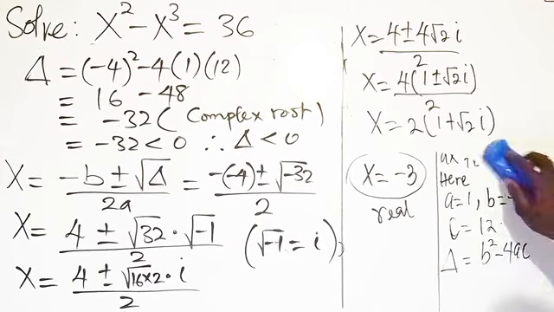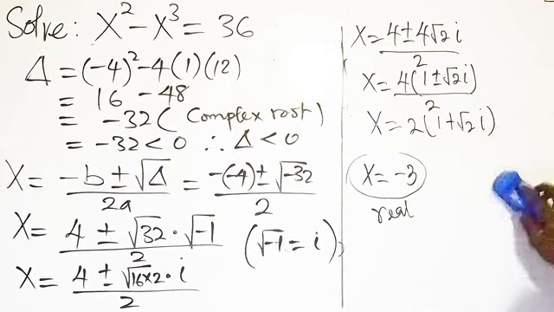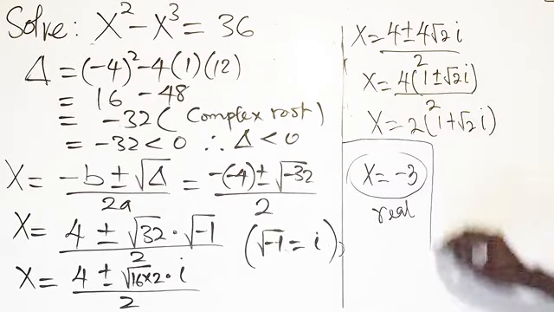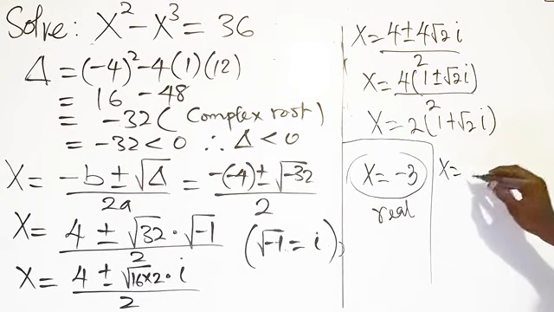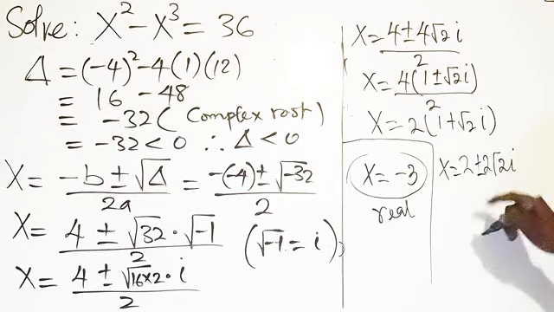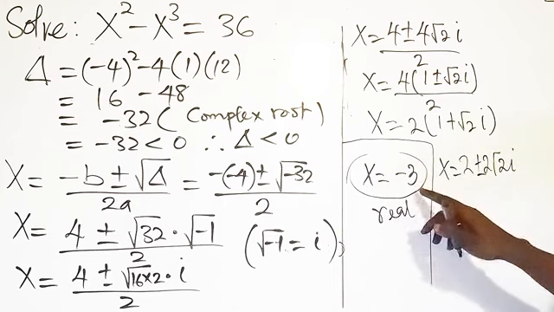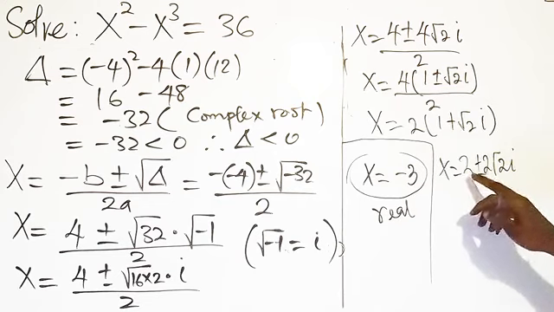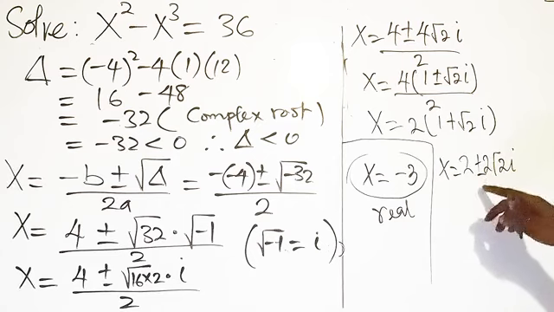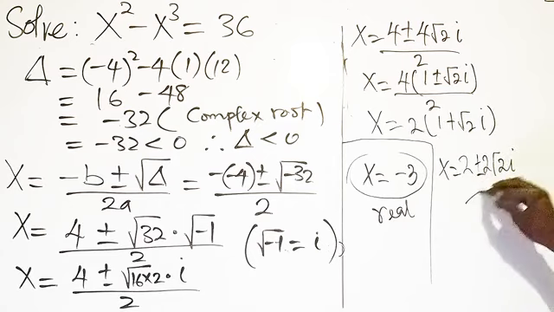Are you following? So therefore we have x equals, but if you like you can still open it back by having 2 plus or minus 2 root 2 i. So therefore we have 3 solutions. x equals minus 3, x equals 2 plus 2 root 2 i, or x equals 2 minus 2 root 2 i, and that is the solution.